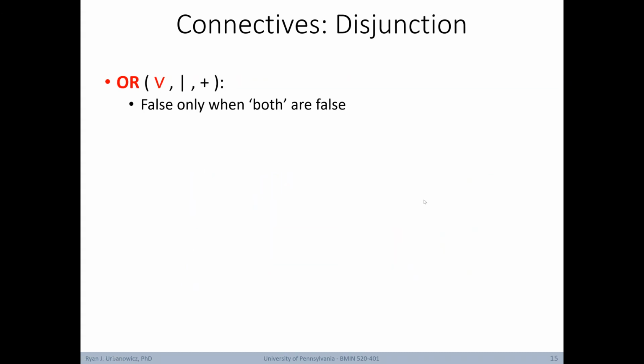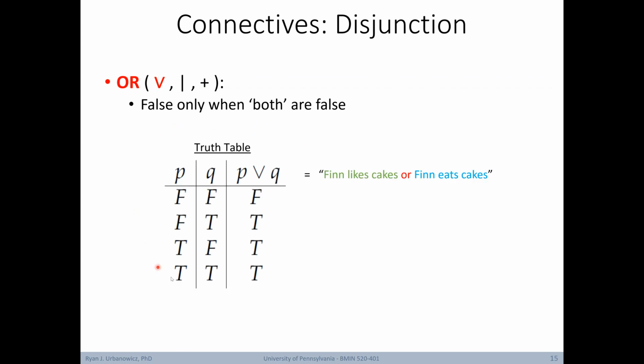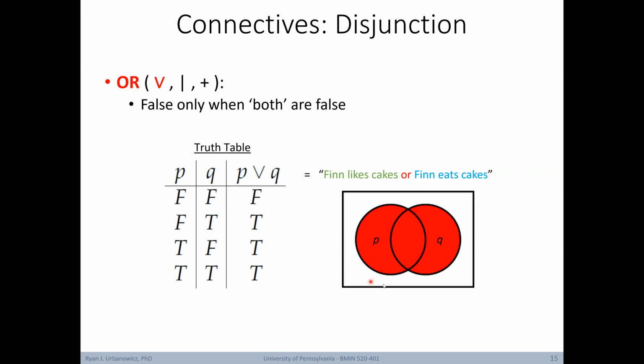Now let's talk about disjunction, otherwise known as "or". This is represented by this symbol. When using or, the statement is false only when both propositions are false. Here's the truth table for disjunction. Here we can see that the only time P or Q is false is when both P and Q are false. Otherwise, P or Q is true. This is because you only need at least one true in either column here. Here's the Venn diagram describing truthfulness using or. If either P or Q is true, then P or Q is also true.